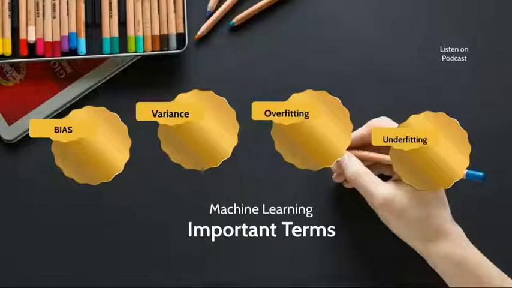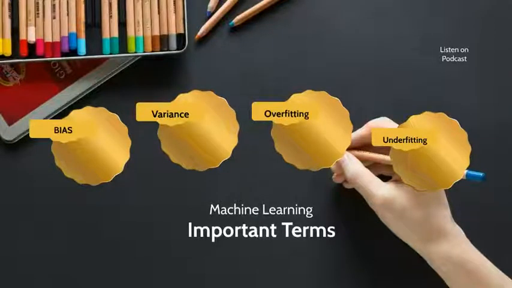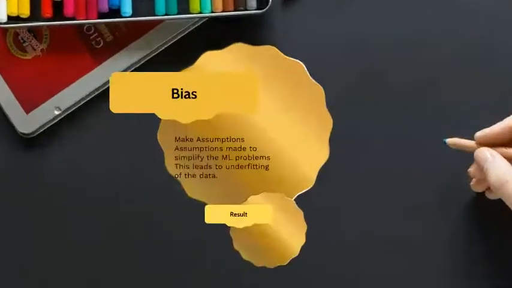So, hi everyone, and in today's episode, we'll be discussing some important machine learning terminologies like bias, variance, overfitting, and underfitting. And we shall also see how we can just club them together and understand the whole entire concept. So, let's just start with bias.